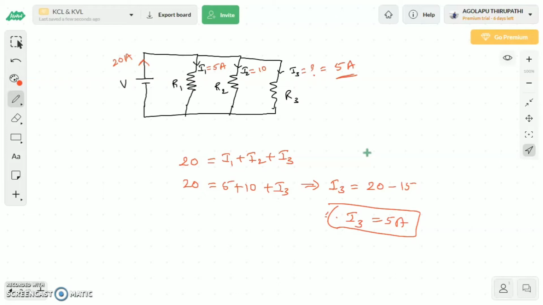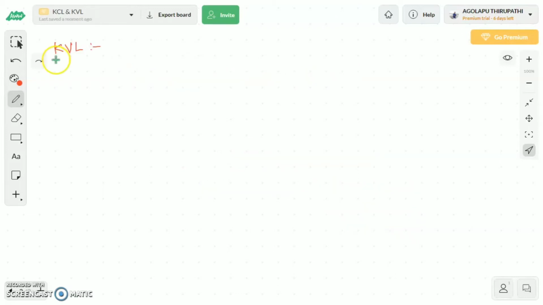This is all about Kirchhoff current law. Okay. Next I am taking KVL, Kirchhoff voltage law. Coming to the statement, in any closed loop, sum of voltage rises is equal to sum of voltage drops. Okay, simple statement. What is the KVL?